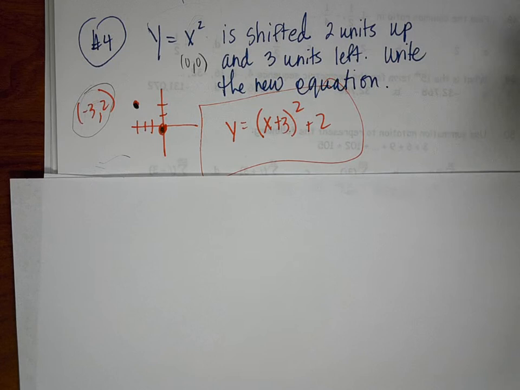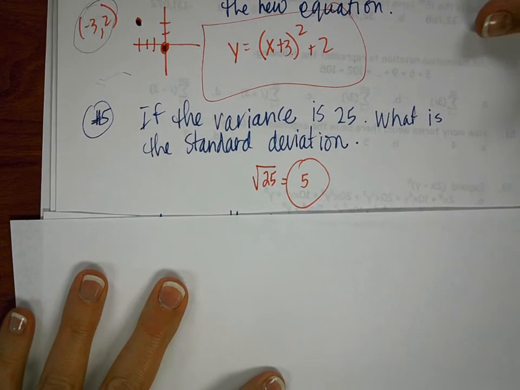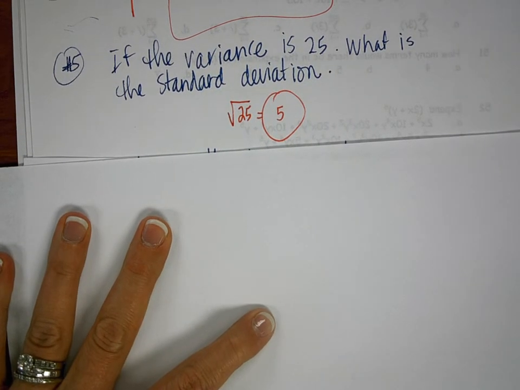Moving on then. This you guys asked me about yesterday. So, if the variance is 25, what is the standard deviation? All you do is take the square root of it, so that answer is 5. Hopefully that will be another very easy question.